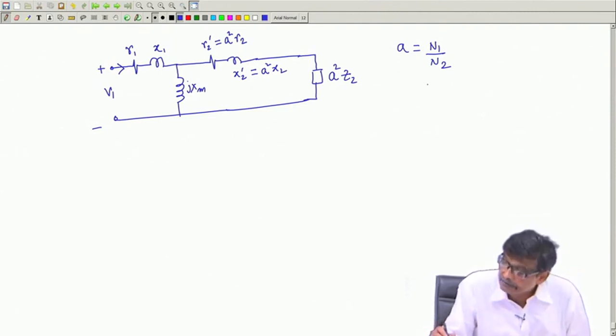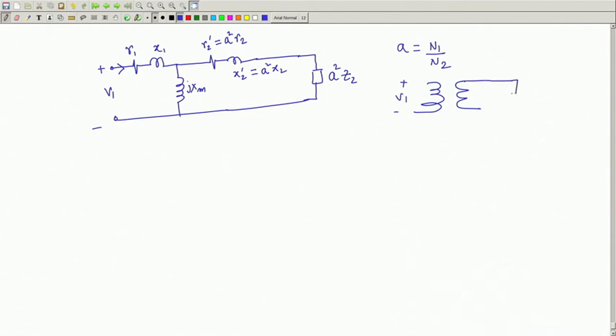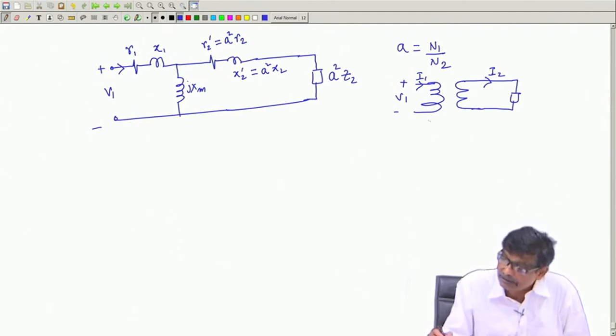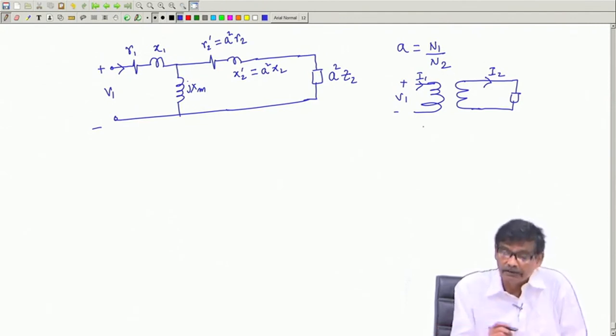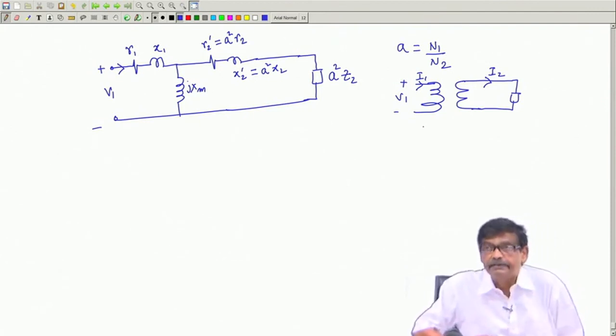What is the system? The actual thing, the practical transformer, is like this. You have applied a voltage V1 and here is your load connected. In this one you will never find these resistances and reactances present. Therefore, here is your I2, and that is what you will observe, nothing else. But this whole thing, the practical transformer, is modeled by an ideal transformer and these things.